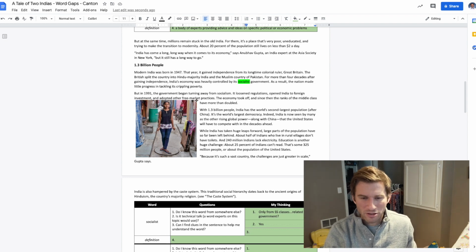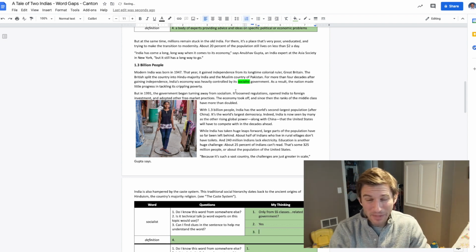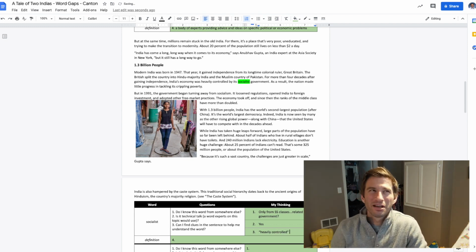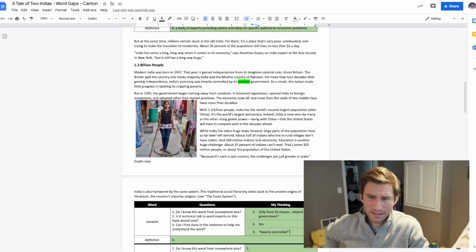And then, the next question, can I find clues in the sentence to help me understand the word? The only thing I really see here is heavily controlled by a socialist government. Heavily controlled sounds ominous to me, and that makes me think that in this case, India's socialist government probably doesn't sound like a good thing. A socialist government, maybe it could be a good thing, but in this context, it doesn't necessarily sound like that.